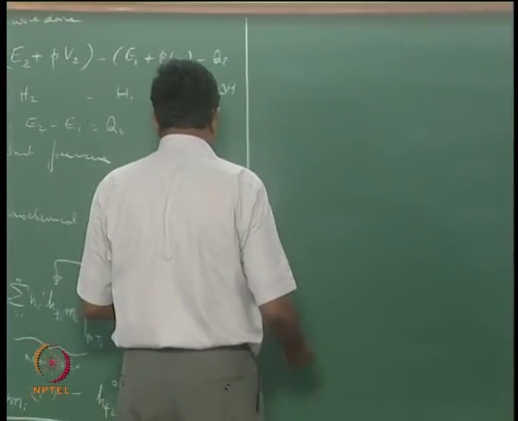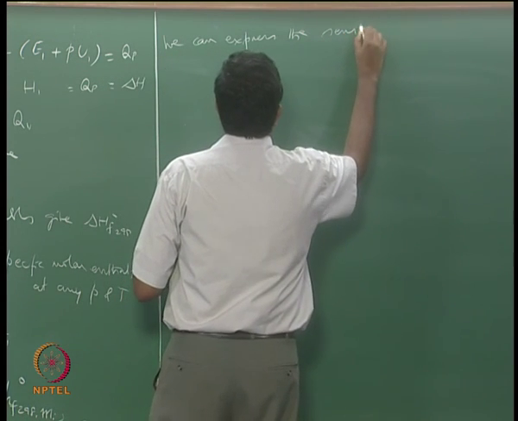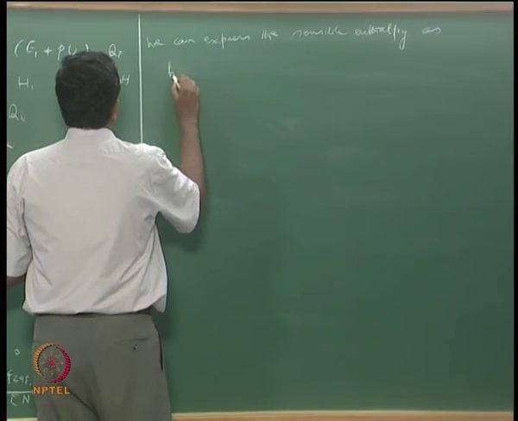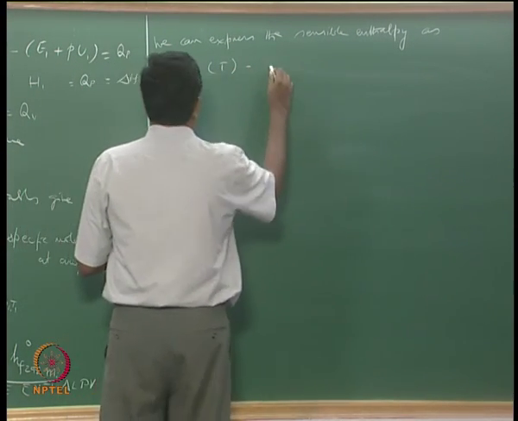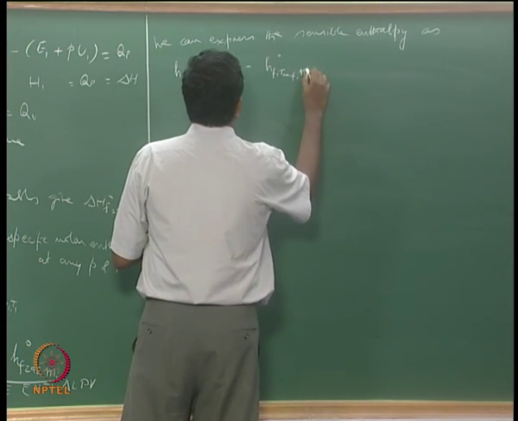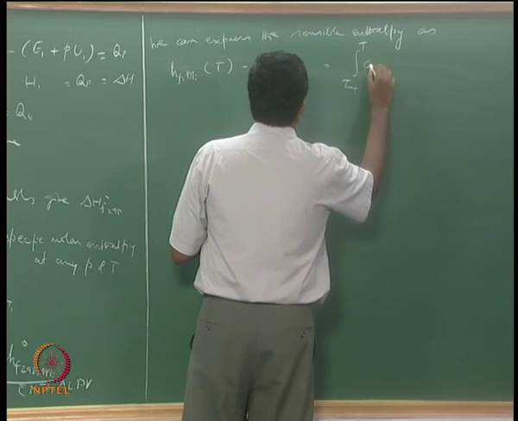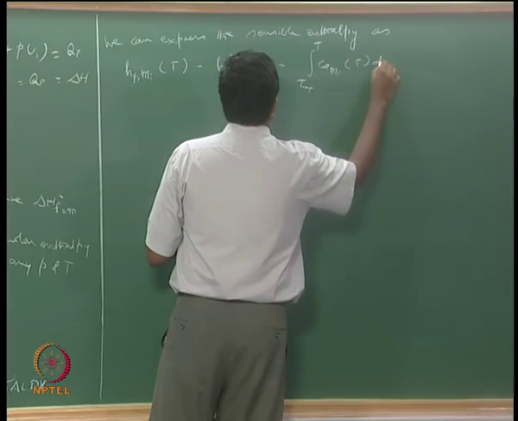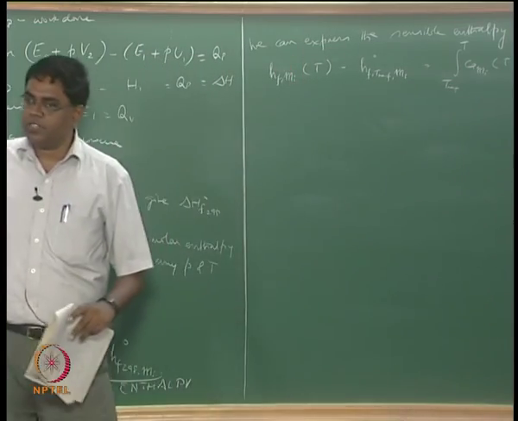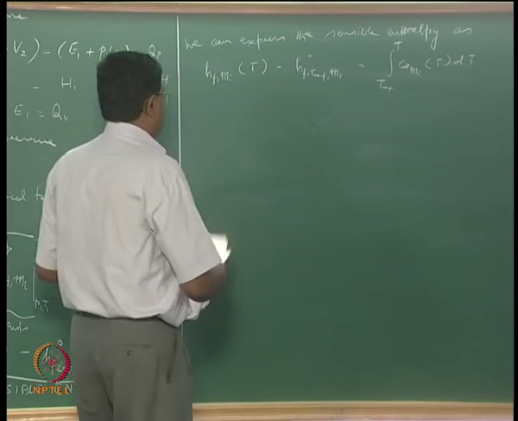So we can express the sensible enthalpy as h_f,i(T) minus h_f,i^0(T_ref) equal to the integral from T_ref to T of Cp,i(T) dT. That comes from the definition of Cp. Cp is a partial derivative of enthalpy with respect to temperature, and therefore if you want to get the enthalpy back, you can think of the formation enthalpy like a constant of integration when you integrate Cp with respect to temperature.